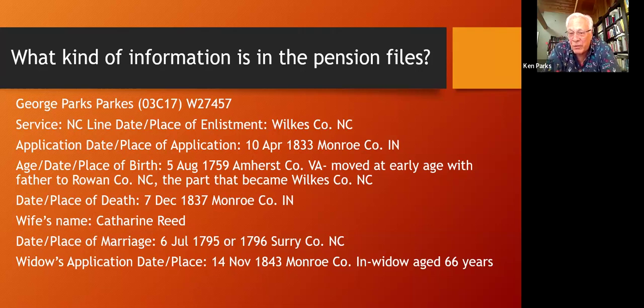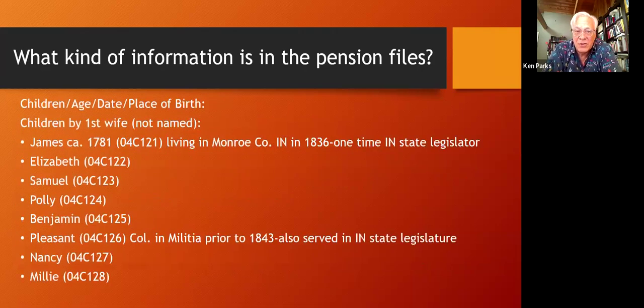So that's just some of the kind of information that you can take and can inform your research in other areas. Again, a date and place of birth. We see he's in Monroe County, Indiana by 1837 when he died. Because this is a widow's pension, we know his wife's name and her maiden name, Catherine Reed, information on when and where they were married, and when and where she applied for her pension. All valuable information.